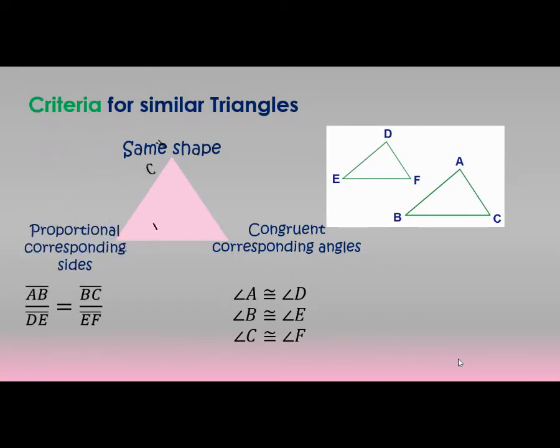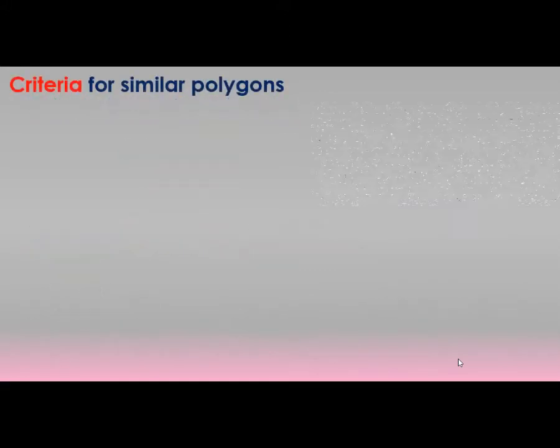And proportional corresponding sides. So you see that AB over DE equals BC over EF equals CA over FD. This is a very, very important point while solving similar figures. So triangle ABC is similar to triangle DEF.